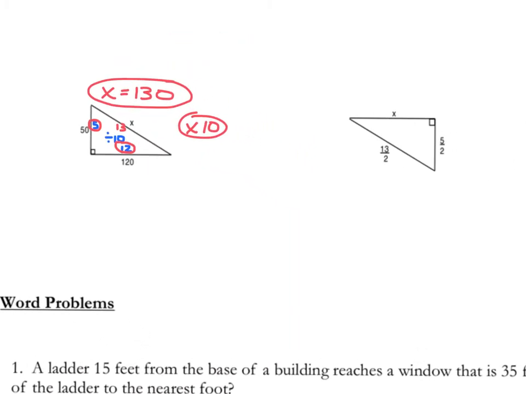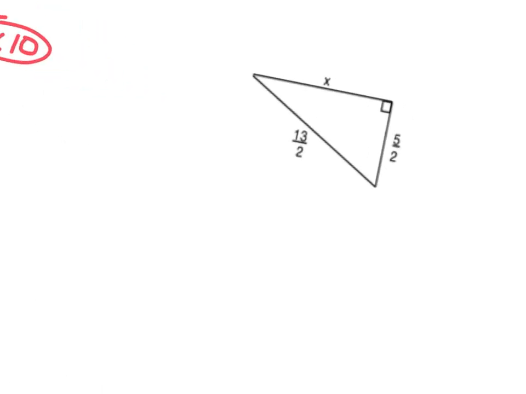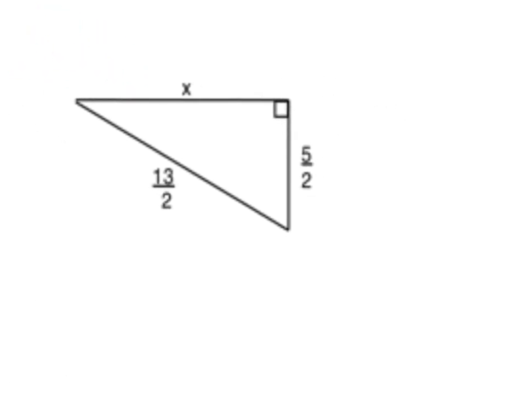Moving on. This one's crazy. This one's seemingly crazy, right? Okay, guys, I have 13 over 2, 5 over 2. This might be a 5, 12, 13. Now, it is a 5, 12, 13, but instead of dividing, this time we're multiplying by 2, right? Because 5 halves times 2 is 5. 13 halves times 2 is 13. This is a 5, 12, 13 triangle.